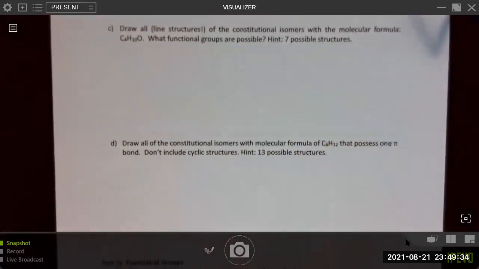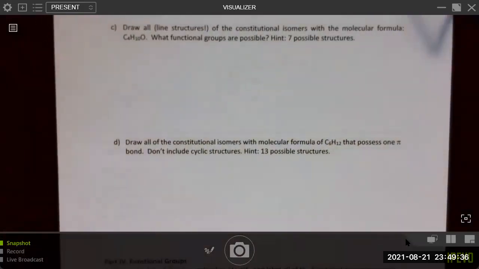Now it says draw all, using line structures, of the constitutional isomers with the molecular formula C4H10O. What functional groups are possible? There's 7 possible structures.